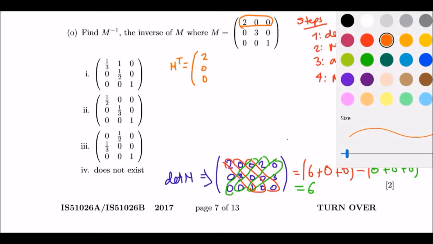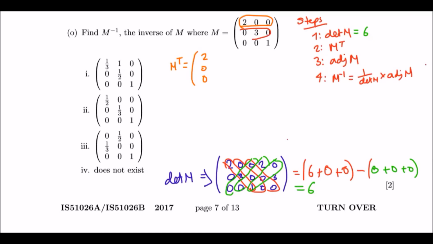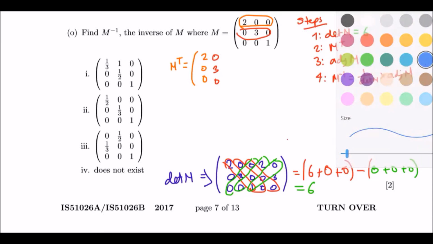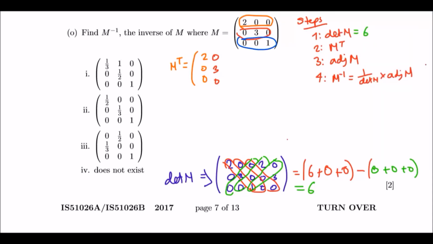The next one, I'm going to change the color of the pen, so I do this as a highlighter. So 0 3 0 goes downwards, 0 3 0. And the final one, 0 0 1, well, you got it, but I'll just do it anyway: 0, 0, 1. All right, cool. That's easy.